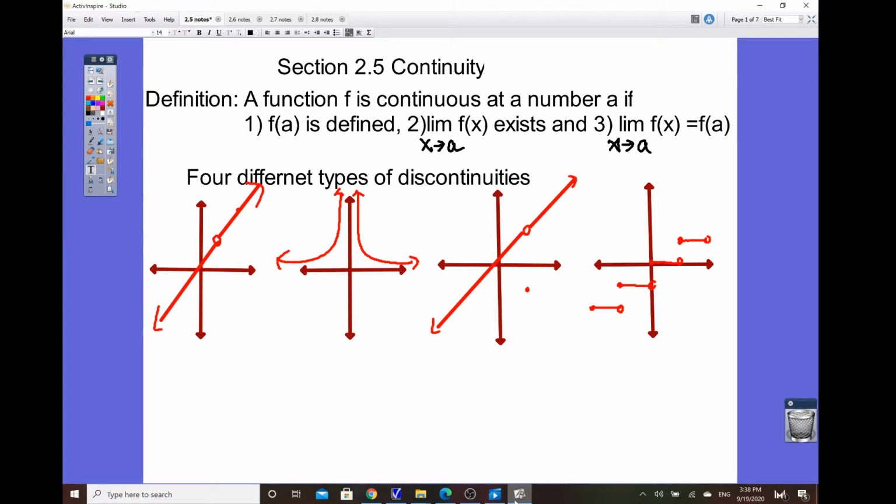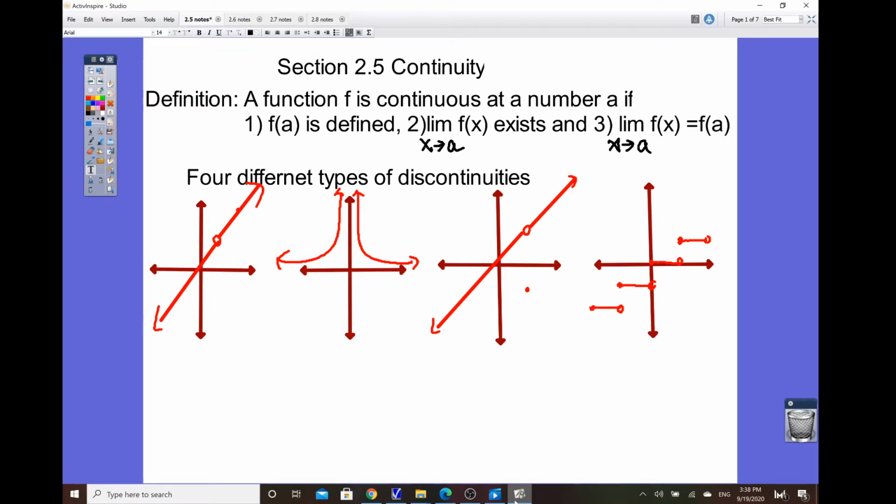So, the definition of continuity. A function is continuous at a number a, where a is a constant. We have three different criteria, three conditions that we need to satisfy here. The first one is that f of a is defined. Then the limit of f of x as x approaches a exists. And the last condition is that the limit of f of x as x approaches a is the same as f of a.